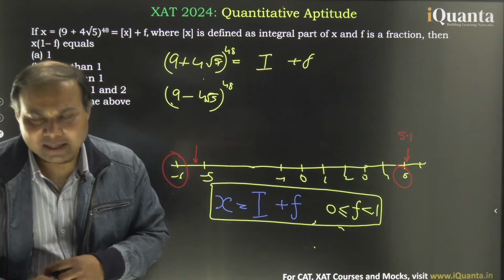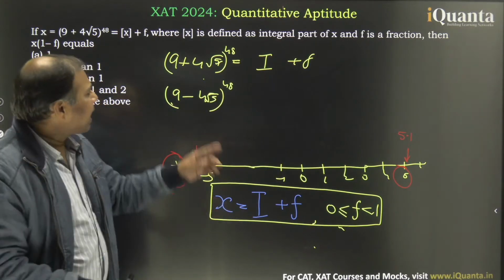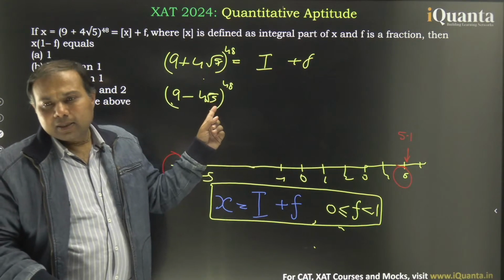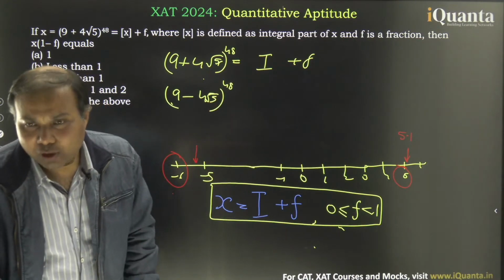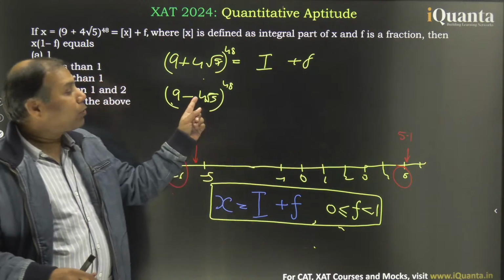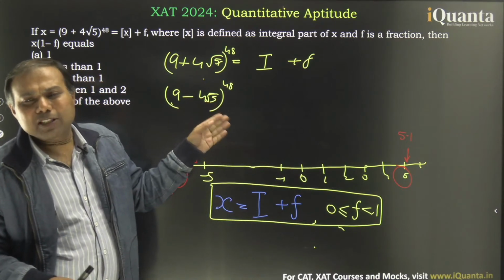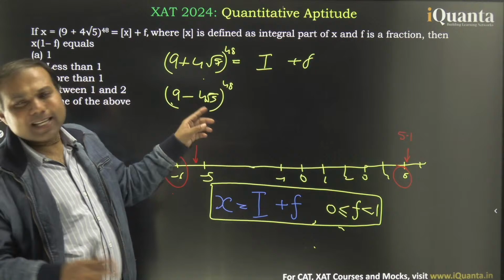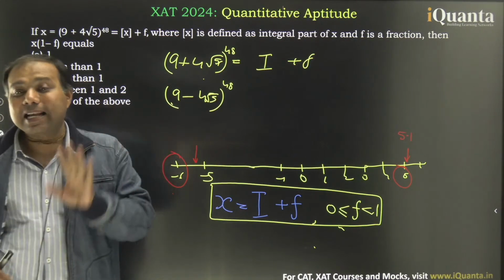It is less than 1. See, even if I do not know, I know that root 5 is less than root 4. Root 4 is 2. So 4 into 2 is 8. तो ये 8 से कुछ ज़्यादा ही होने वाला है. So 9 minus 8 point something is going to be certainly less than 1.